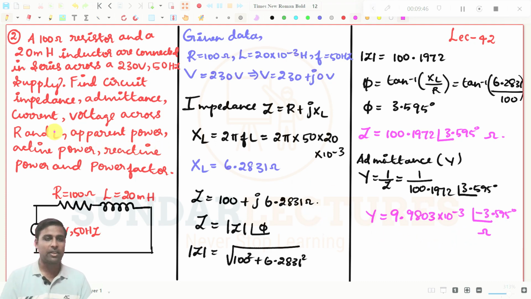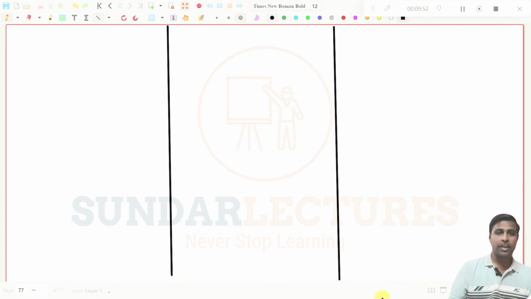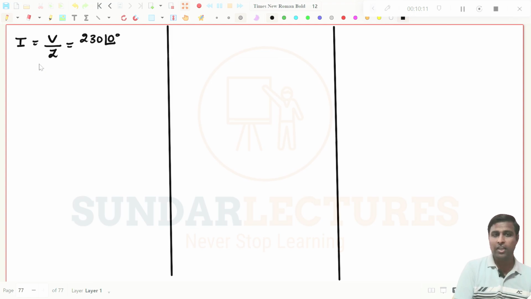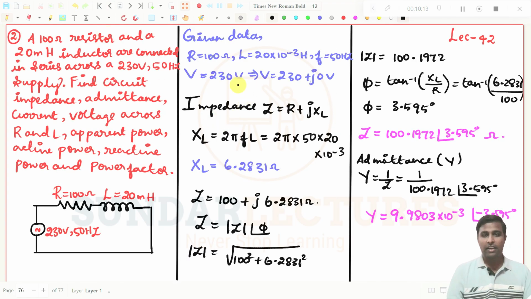Next one, you need to find the value of current, right? So current. I will take a new page. I need to find the current value. So I can be written as V by Z. And what is the V value? V is 230 volts at an angle of 0 degrees. I have told you already. I have written it like this, and maybe it can be written like this also.